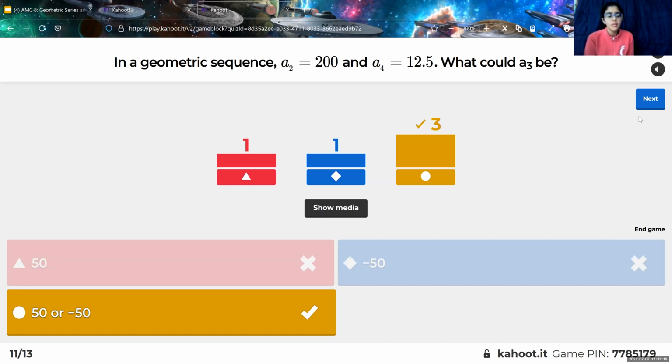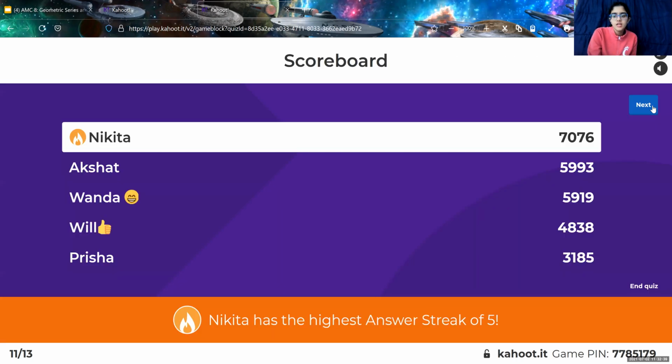So it could be 50 or negative 50. The reason for this is the common ratio can be negative 1/4 or 1/4, right? So 200 times 1/4 is 50, 200 times negative 1/4 is negative 50. So those could be your 2 answers.